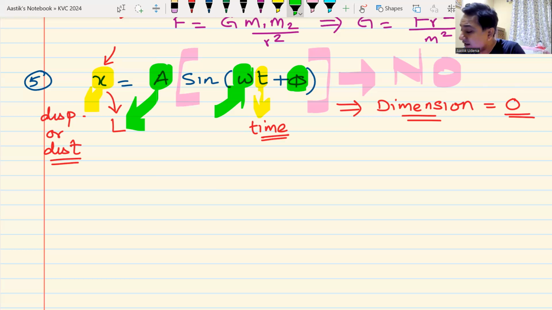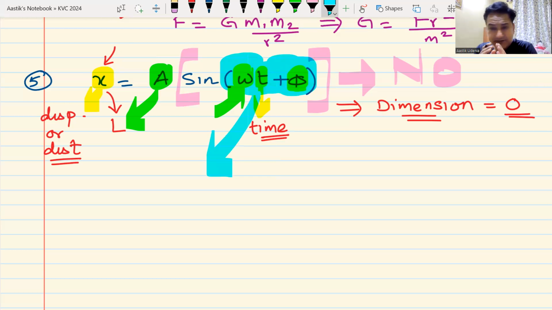Now let us look at this blue thing. This entire blue thing is inside sine. It is sine of something. And I told you, whatever is inside sine has to be an angle. Yes or no? Yes, sir.